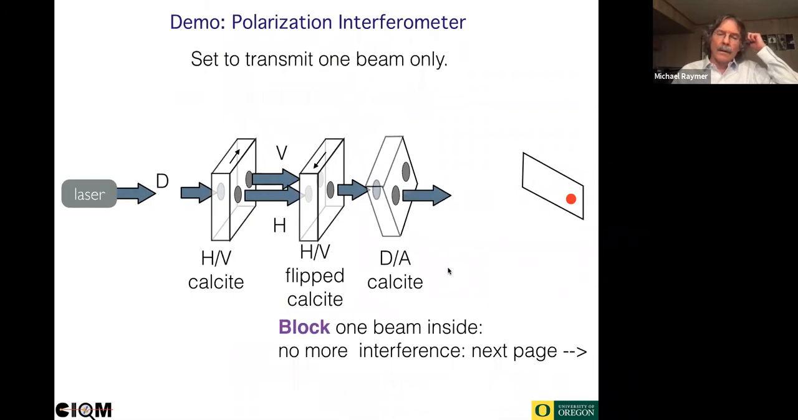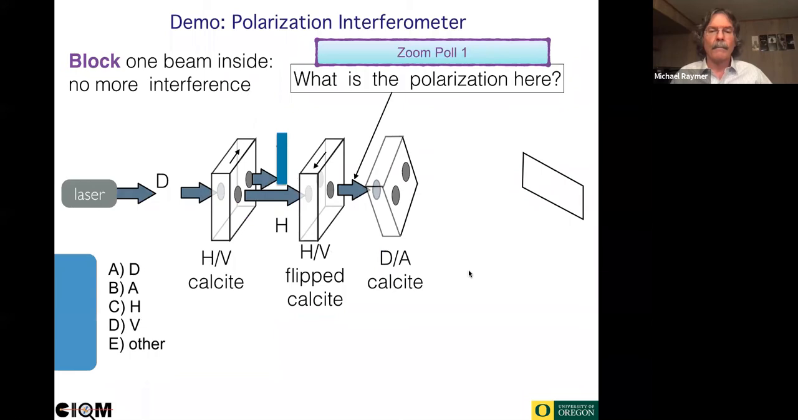So, this is again the same picture. Here's a zoom pole. What is the polarization here? If I put a beam block here and I let the H pole go into this crystal, which is the flipped calcite, what is the polarization here?